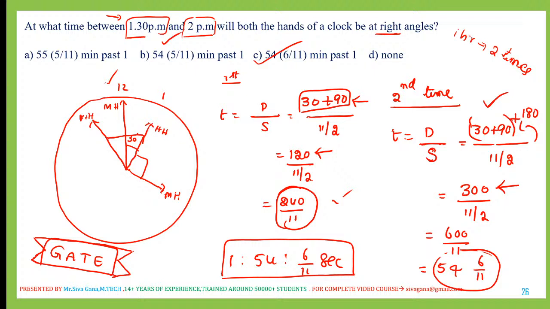Because the minute hand speed is more, the minute hand will cover more than the hour hand. So if the minute hand covers 240 more than the hour hand, it is perpendicular the first time, right? If the minute hand covers 120, now this is 300, the second time perpendicular, right?